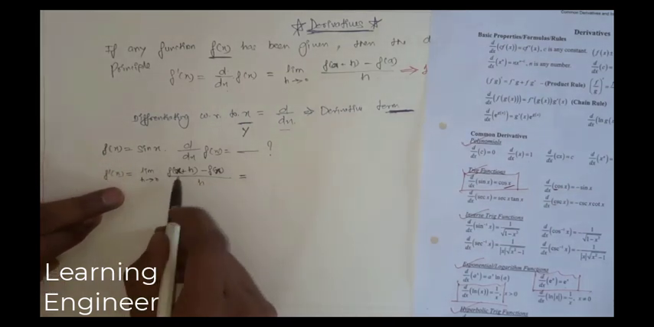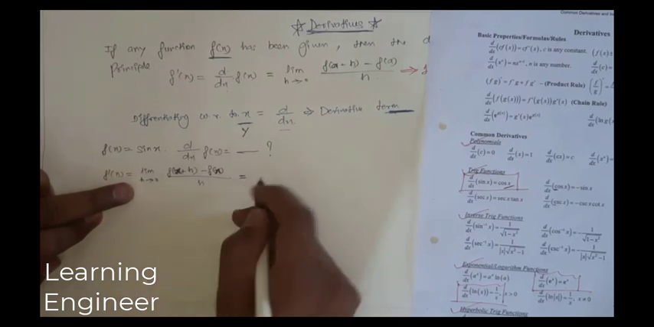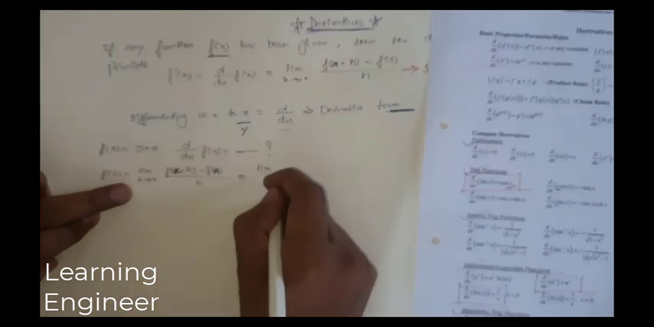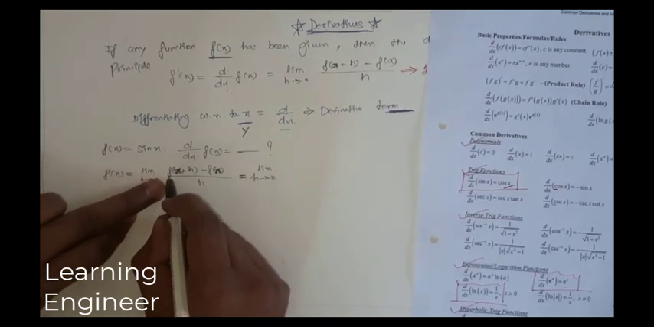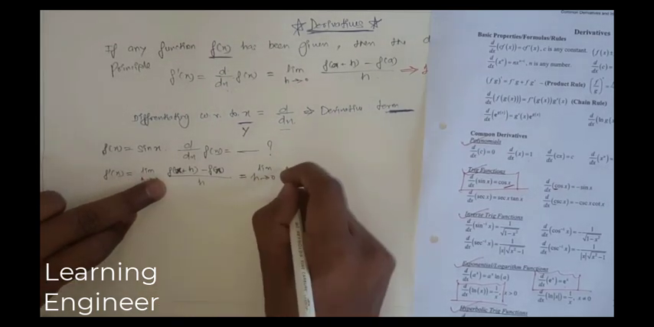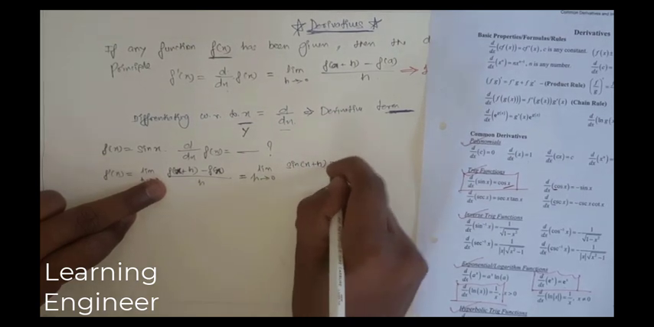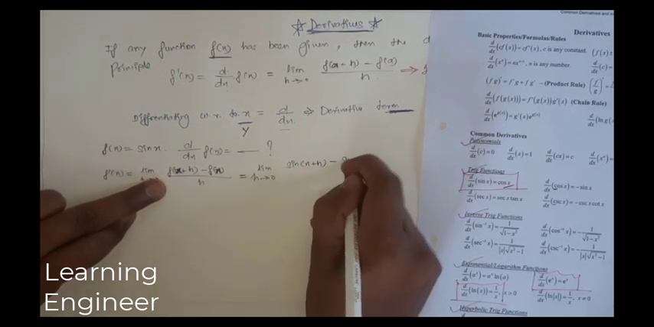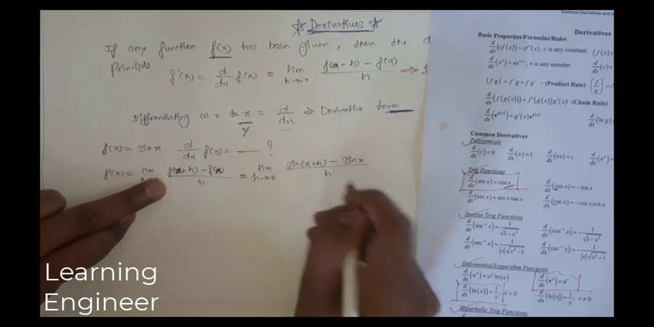So when we put f of x as sin x, what will it be? Limit h tends to 0. What will be the value of f of x plus h? That will be equal to sin of x plus h, minus sin of x, whole divided by h.